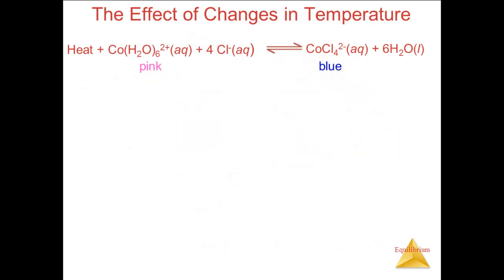The effect of changes in temperature. Cobalt-2 ions form complexes that have different colors. With water it forms a pink complex, and with chloride it forms a blue complex. The equilibrium reaction between these two complexes is given on this slide.